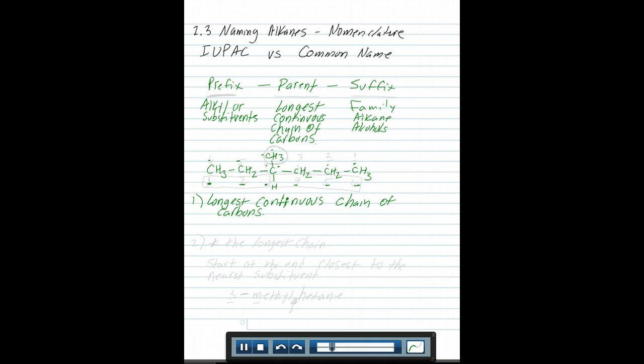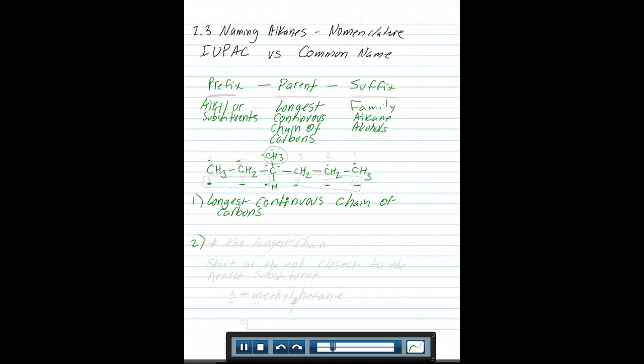Obviously the 6 is the longest, so that is my parent compound. Since it's 6 carbons, it's a hex, which we learned in the previous section. And since this is an alkane, this is some sort of hexane. Okay? I now have to tell the reader that there is a CH3 hanging off of it. So that comes now in part 2.